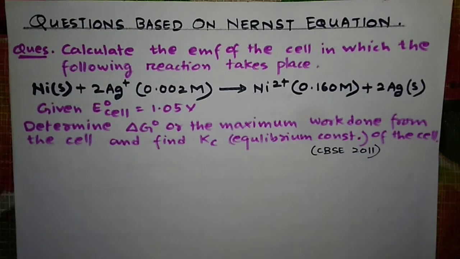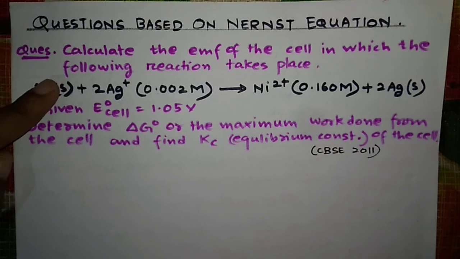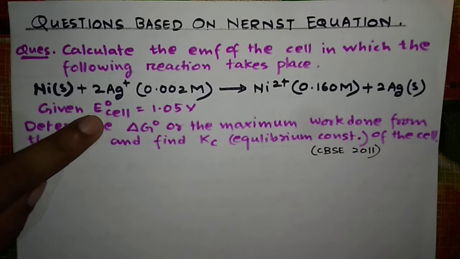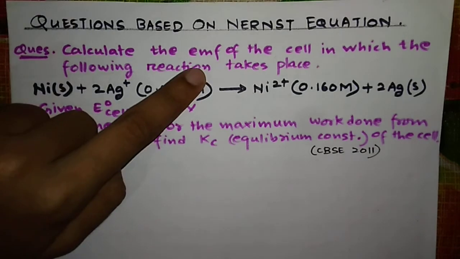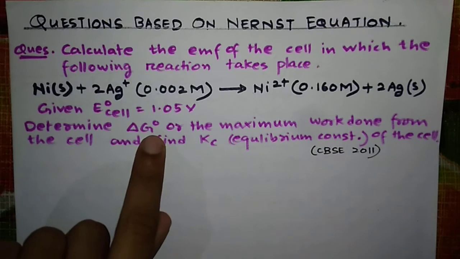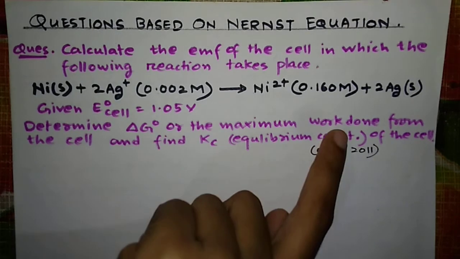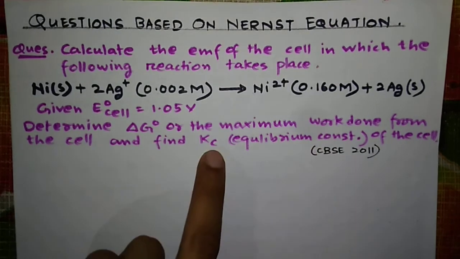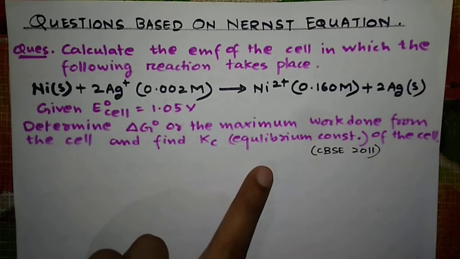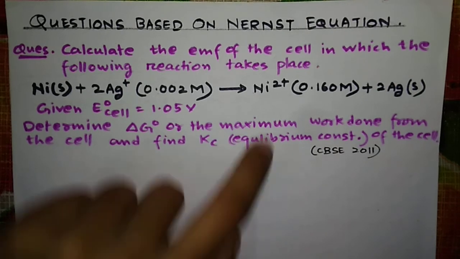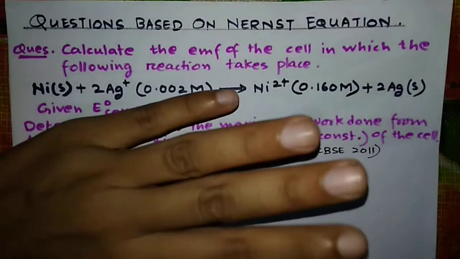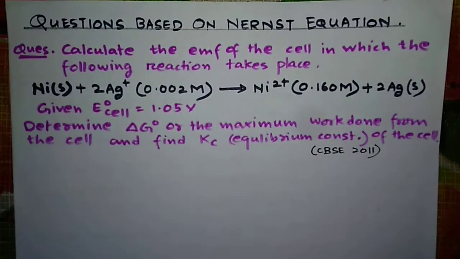So now today we have taken a question here. We will try to solve this question, and in this question I will try to explain how to find out the EMF of the cell, or the E cell, and how to find out the delta G naught or the maximum work done from the cell, and how to find out the equilibrium constant, that is Kc, from the cell. So in this question I'll try to cover three aspects, three different questions.